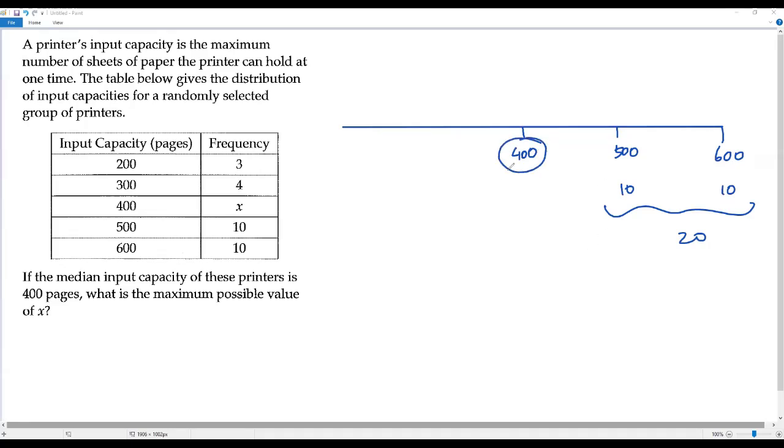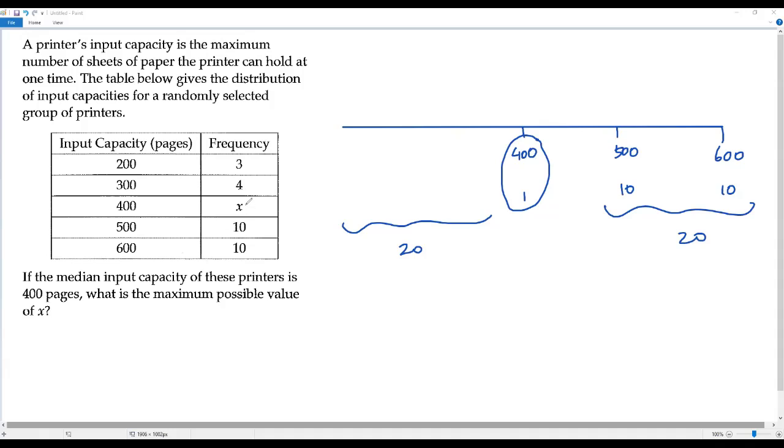And this 400 is the median. And let me take just one printer with input capacity of 400. This is being as a median. Okay, to the right side of this median, how many printers do we have? There are 20 printers, with the input capacity of 500 and 600. Since we have 20 printers to the right side of this median, on the left side also we must have 20 printers so that this one can be the median.